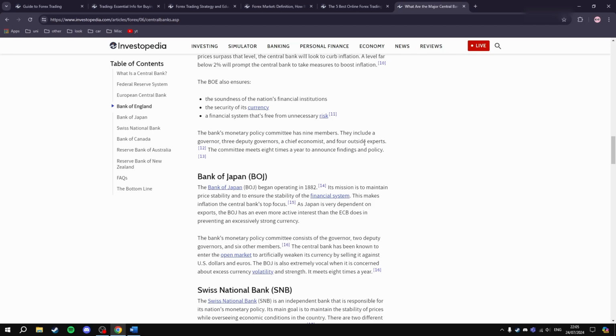The bank's monetary policy committee has 9 members. They include a governor, 3 deputy governors, a chief economist, and 4 outside experts. The committee meets 8 times a year to announce findings and policy.